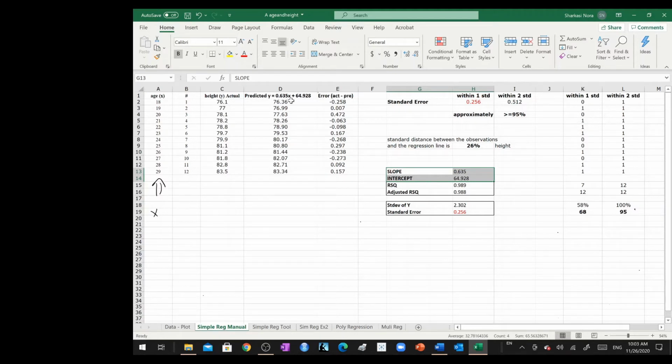The model is y is equal to the slope, 0.635, multiplied by x, the value of the different x's, the age, plus 64.928, which is the intercept. What does the intercept mean here? The intercept means when x is equal to 0, meaning when the baby is 0 months old, then we predict that the height is 64.928. So basically, this is the beginning value. This model is not very precise, I tell you. This model is not meant to measure newborns.